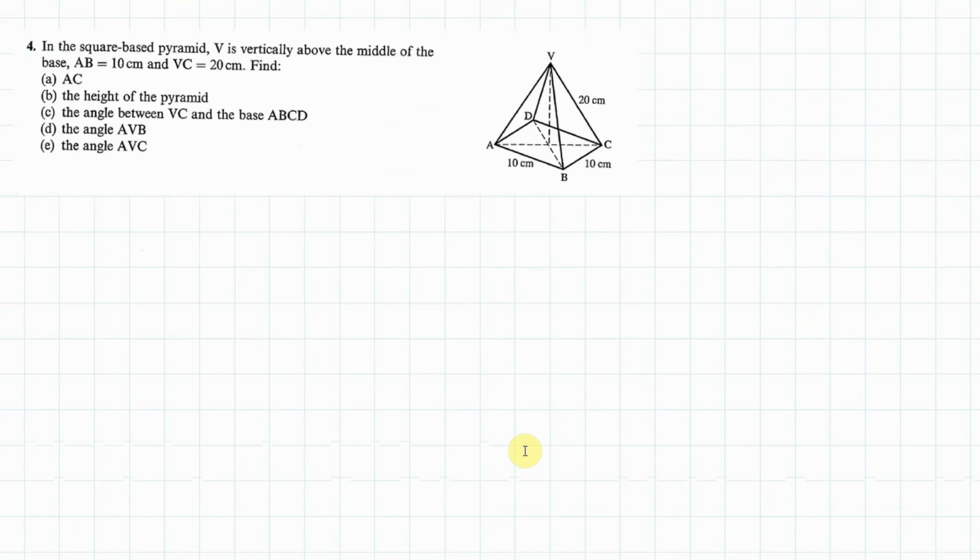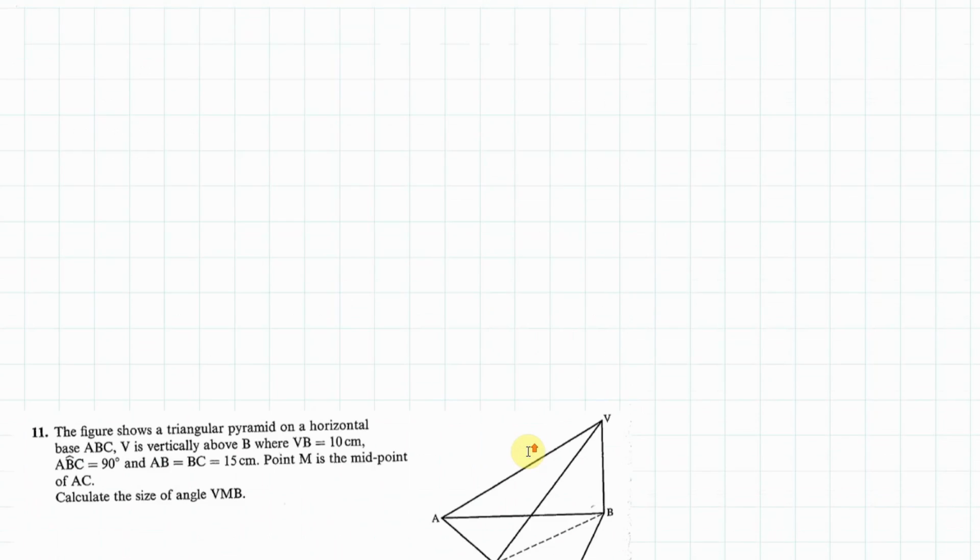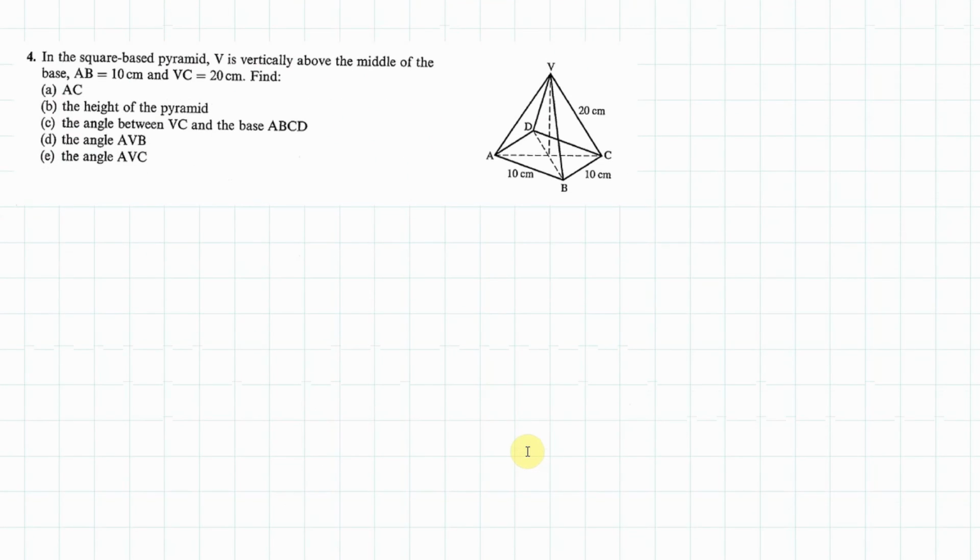This is number 4. And then I've got 11. Yeah, I'll just do 3. Okay, so we've got a square-based pyramid and we need to find AC. So I'll just draw this. I'm going to use the right-angled triangle ABC.